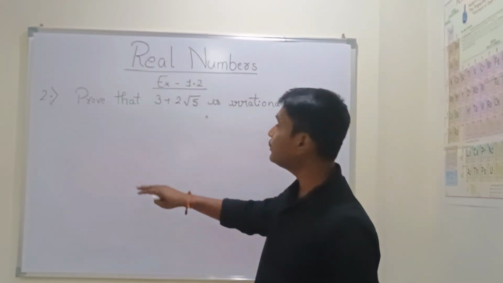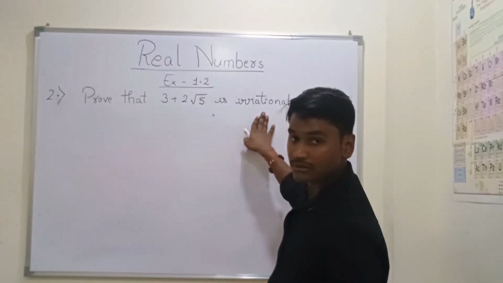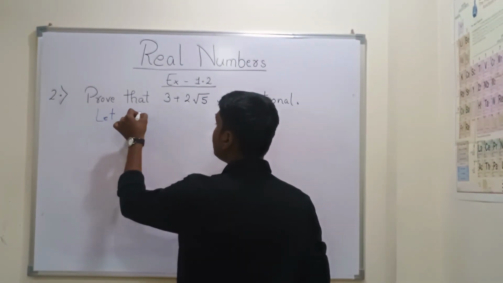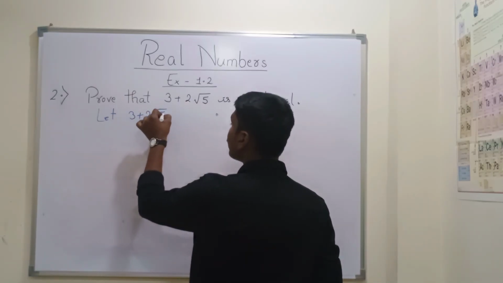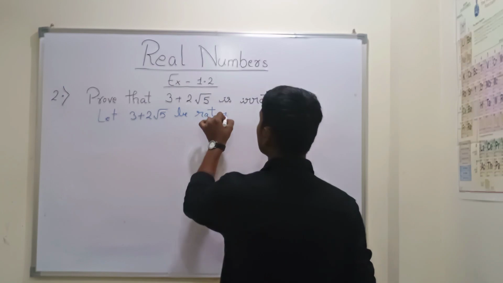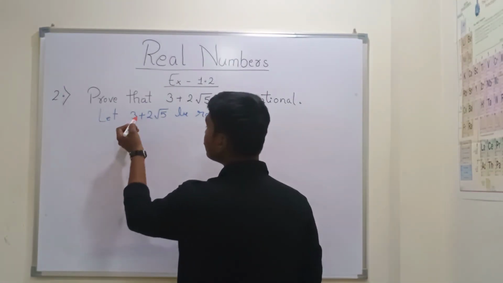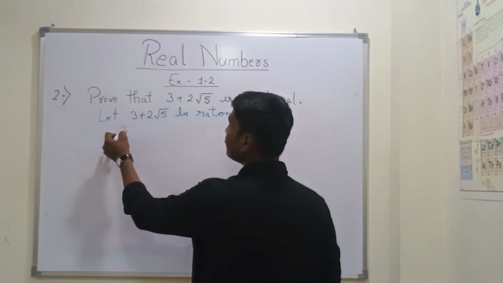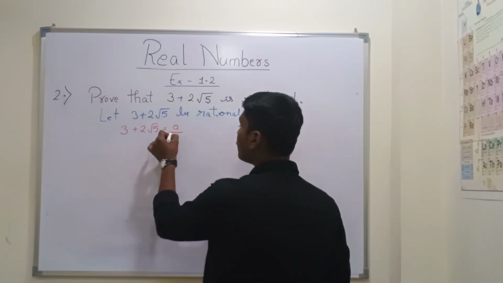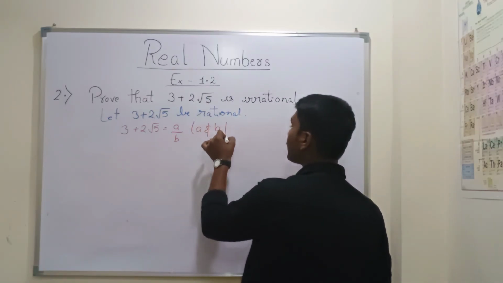Okay, so question number 2 is prove that 3 plus 2 root 5 is irrational. Okay, so let 3 plus 2 root 5 be rational. This is our assumption. So according to this assumption, if 3 plus 2 root 5 is rational, then we can write it in the form of P by Q or A by B for A and B prime.